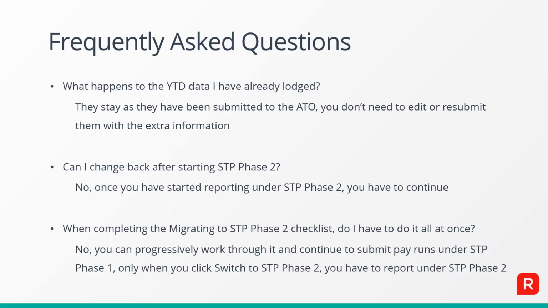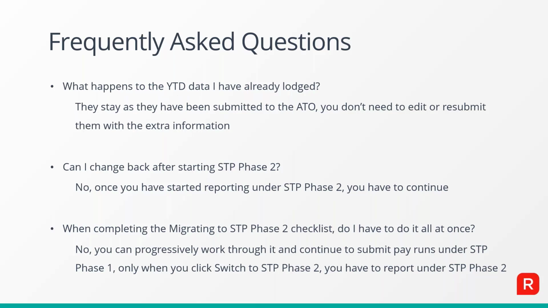And a couple more here. What happens to the year-to-date data that I've already lodged? They stay as they've been submitted to the ATO. You don't need to edit or resubmit them with the extra information. Can I change back after starting STP Phase 2? No. Once you've started reporting under STP Phase 2, you do need to continue.